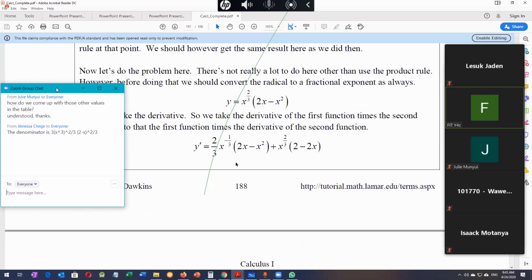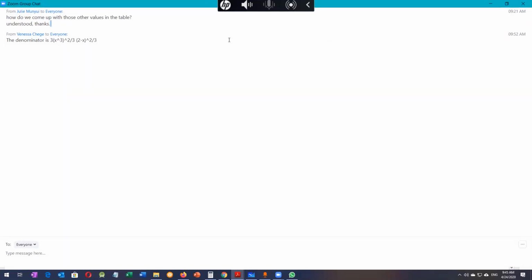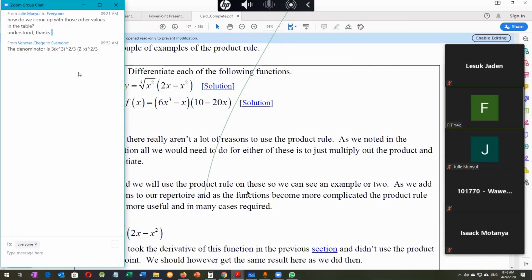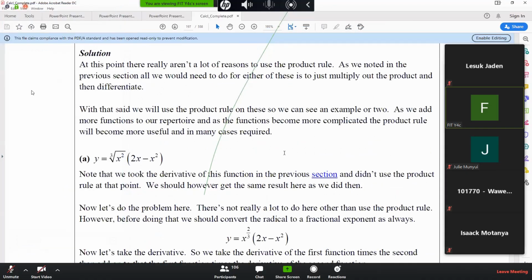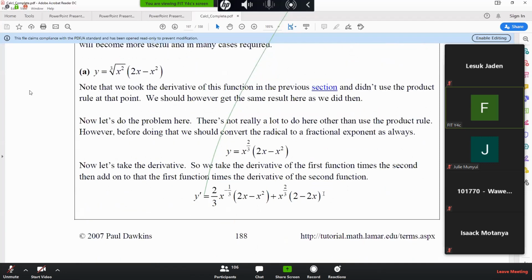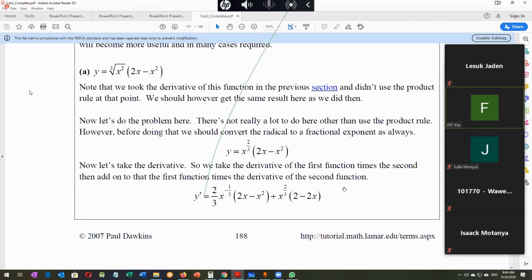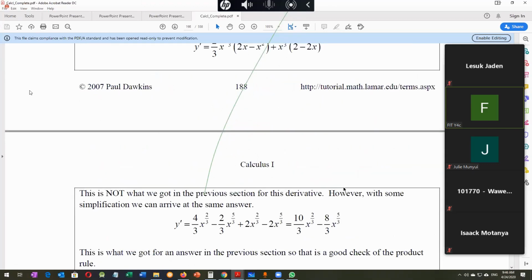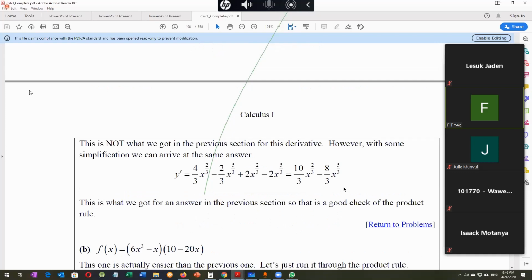Let me see the equivalence here. So actually, the idea here is that it's the same 2 over 3 here. Then you use the product rule to split the two functions like this, and then you keep on expanding until you get somewhere closer to this. So let me see the similarity. Vanessa, which rule did you use?